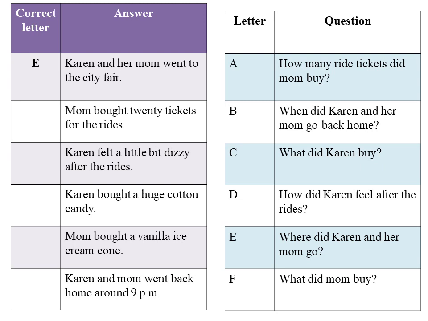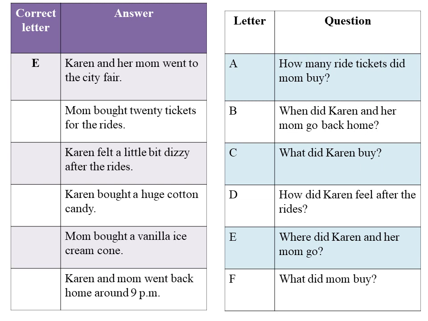First, let's read the answers given in the left side grid. First one, Karen and her mom went to the city fair. Second one, Mom bought 20 tickets for the rides. Third, Karen felt a little bit dizzy after the rides. Fourth, Karen bought a huge cotton candy. Fifth, Mom bought a vanilla ice cream cone. And the last one, Karen and Mom went back home around 9 p.m.